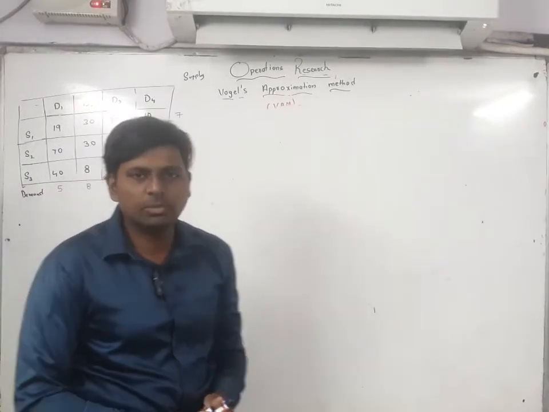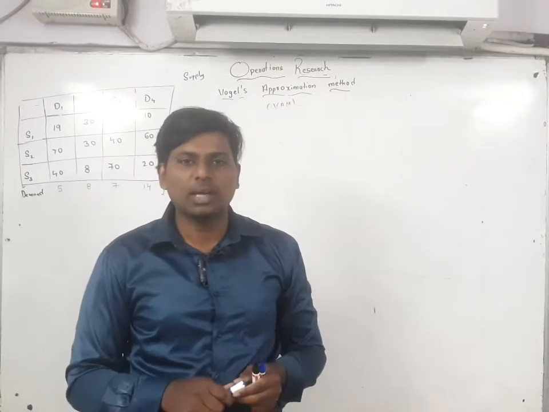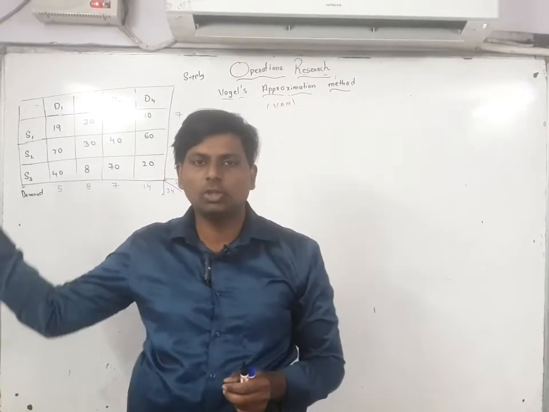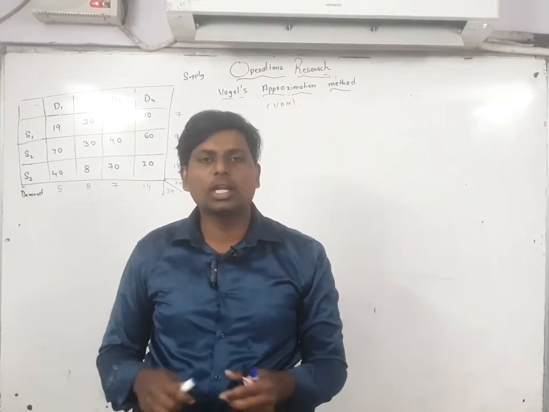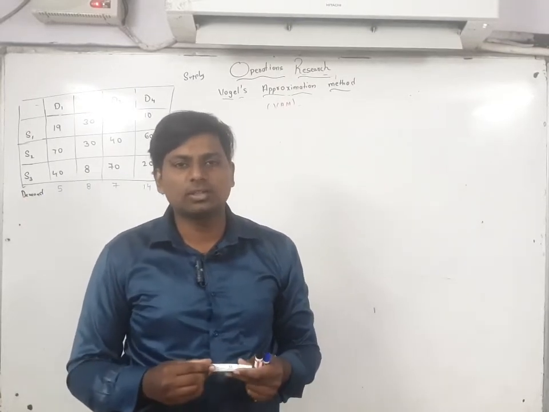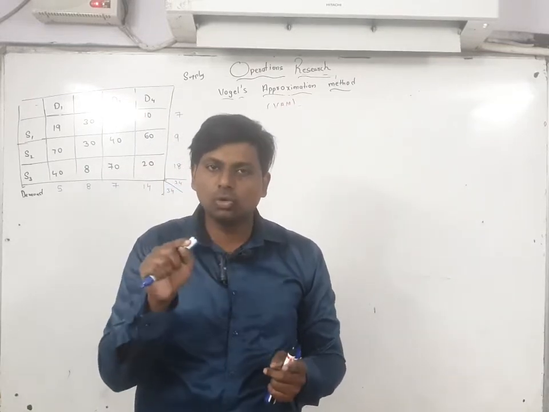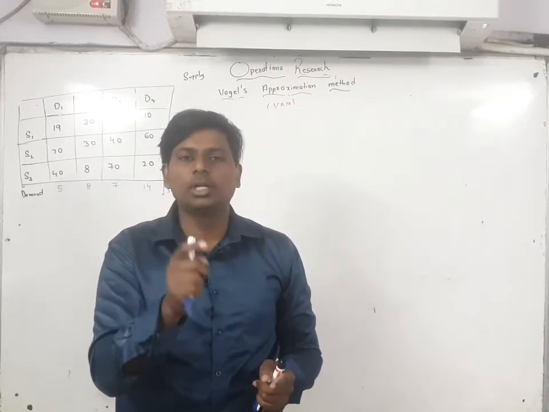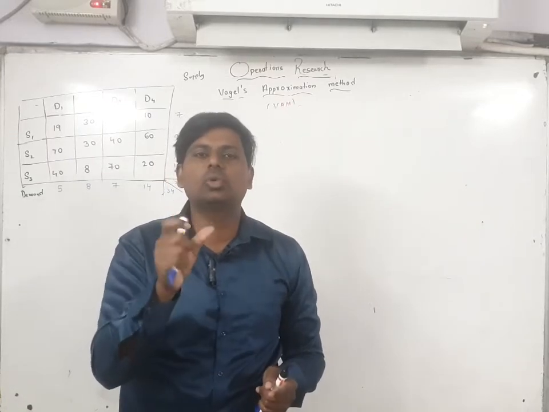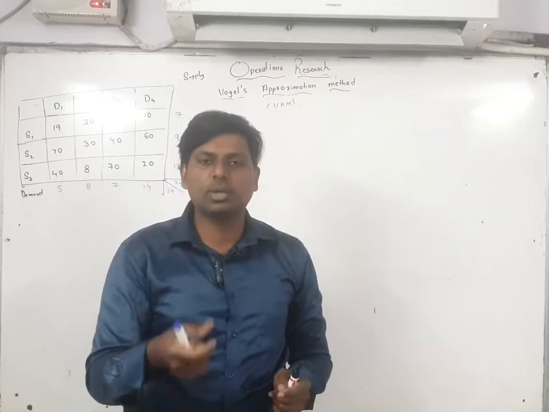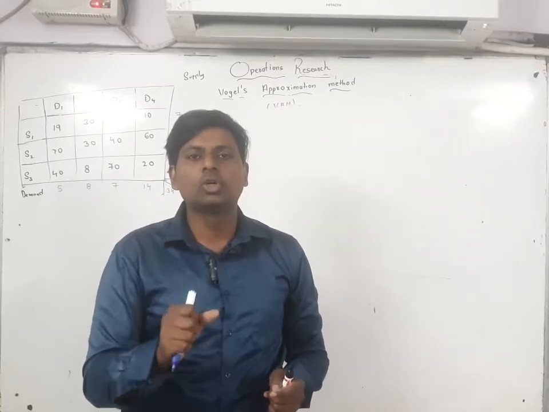So whenever VAM is given in your question, first you have to find out the penalty. Again you have to copy this question and try to find out the penalties. How to find out the penalties? In the row you have to select the two least terms, and in the column also you have to select the two least terms.